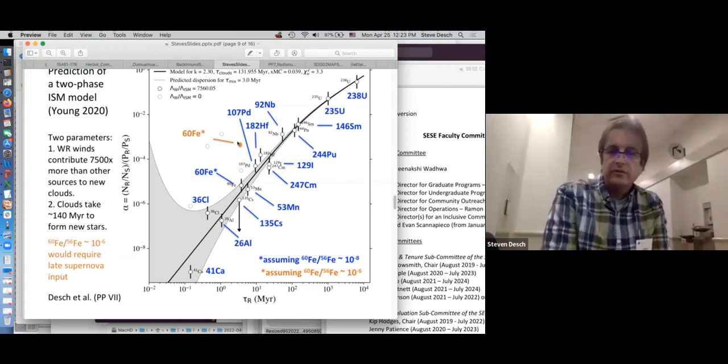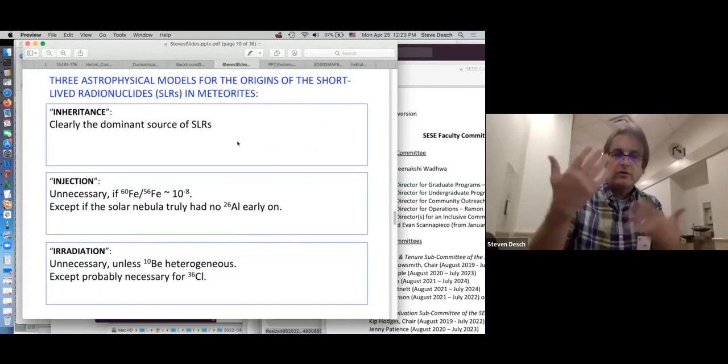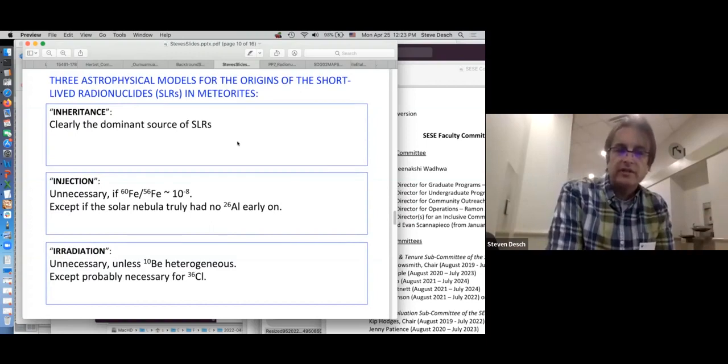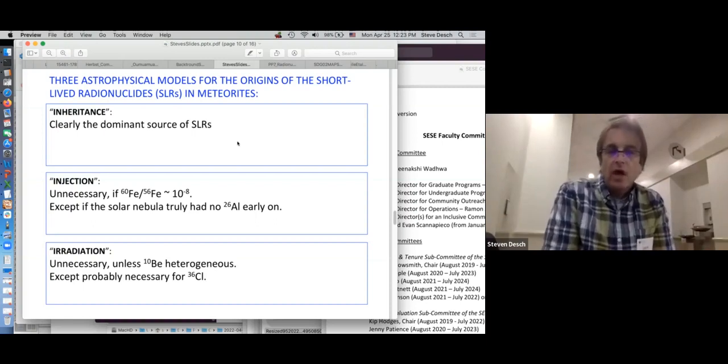So that's one of the things we'll be talking about today. To summarize so far, you have these three sorts of models: inheritance, injection, irradiation. Of course, they could all operate simultaneously. It doesn't have to be exclusive. I think it's pretty clear inheritance, just enrichment of molecular cloud material, is the dominant source of the short-lived radionuclides. It pretty well explains almost all of them.